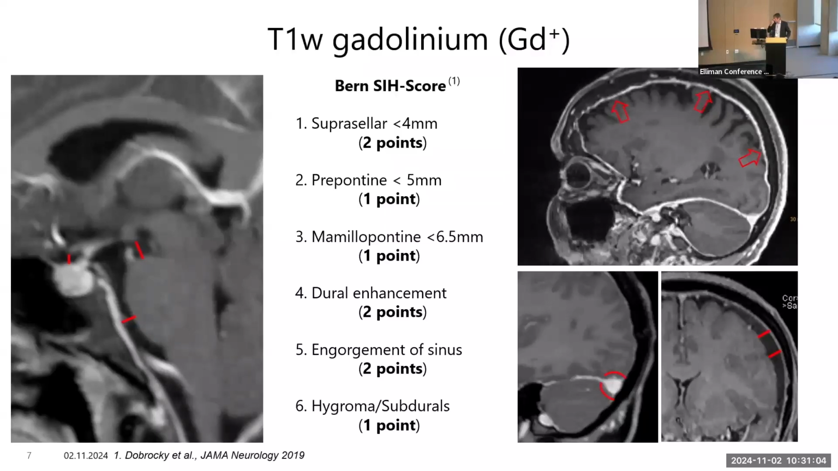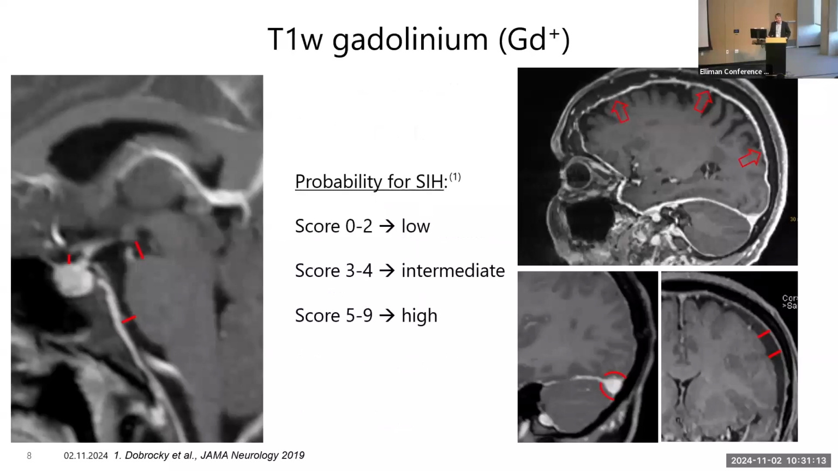There are different features, like major criteria given 2 points and minor criteria given 1 point. And so we can calculate: 0 to 2 points is a low probability for the presence of SIH, 3 and 4 is intermediate, and 5 or more is a high probability for the presence of SIH.